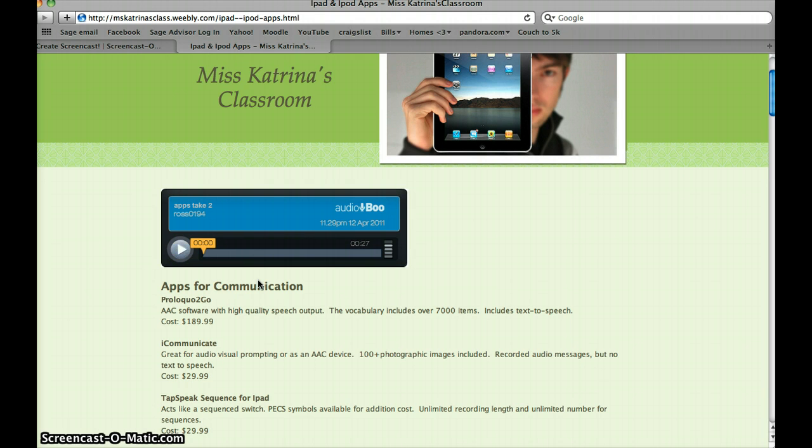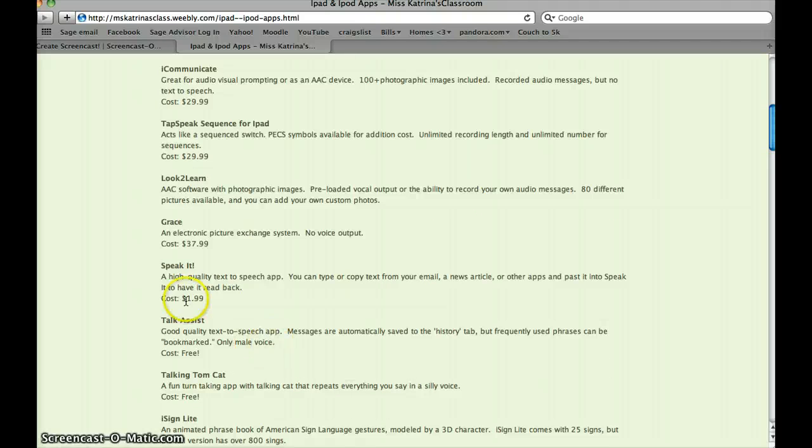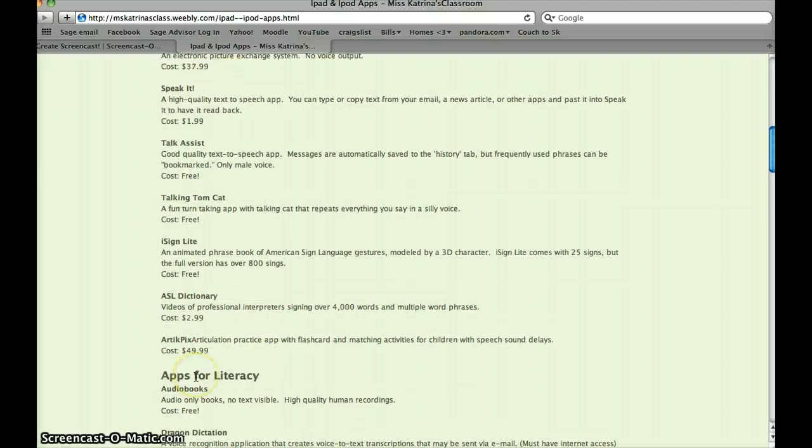So I've broken down these apps into a variety of categories. Here are some apps for communication, and some are very expensive, but this is meant to take the place of a Dynavox, which is a $1,000 or more device. It's very expensive. So the cost of less than $200 is relatively inexpensive compared to what it's taking the place of. But some of these apps are low cost or free.